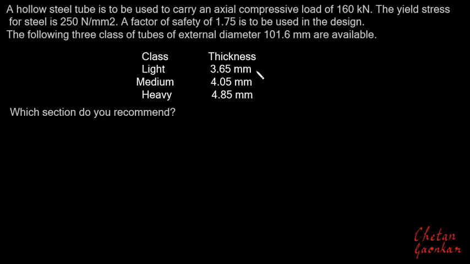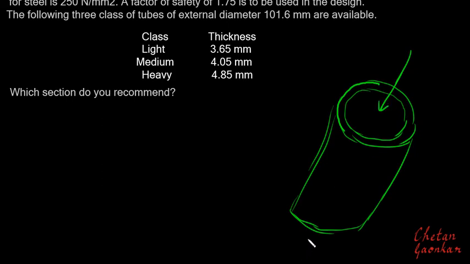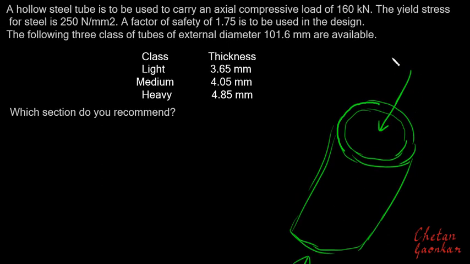We have here one more problem, and this is more kind of a design problem. A hollow steel tube is to be used to carry an axial compressive load of 160 kilonewton. So basically I have here a hollow steel tube, hollow meaning it is hollow from inside, it has some thickness, and its function in this problem is to carry a compressive load of 160 kilonewton. This is the compressive load which it has to withstand.